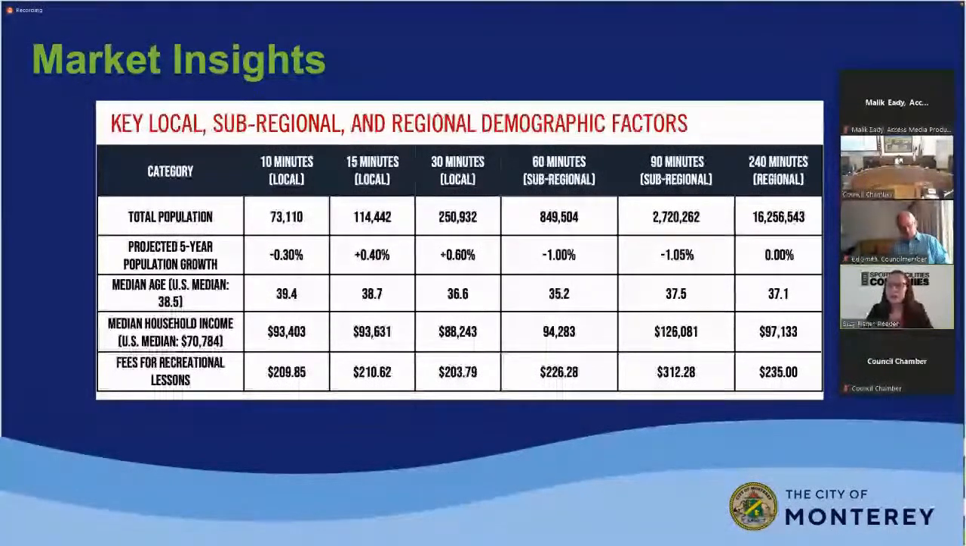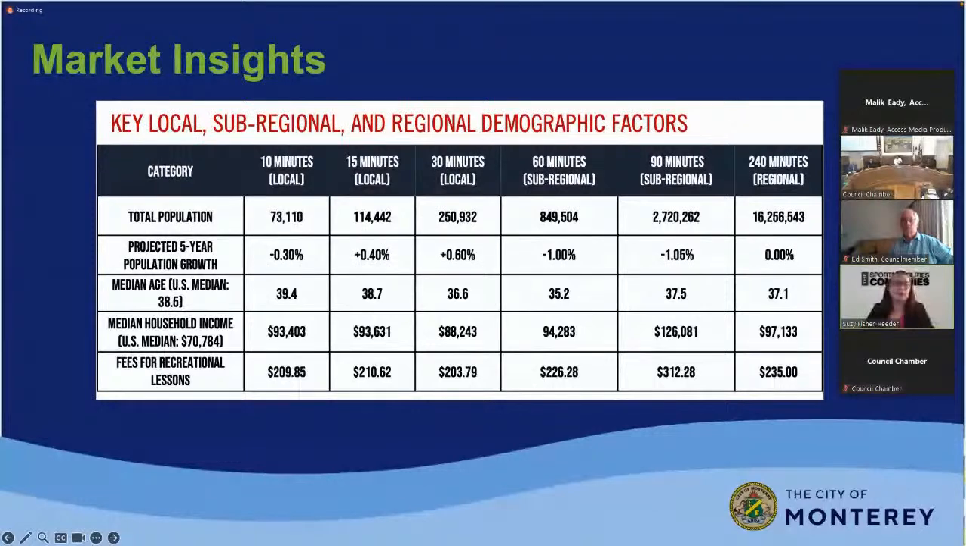It's important to note that while the median age in the local region is above the national median average, which is 38.5, this coincides with the programming that's currently taking place, and it needs to continue into the future with the Monterey Sports Center. As we look across the chart, above average household income is also positive, and it shows us a willingness to pay for recreational lessons and supporting the programs that take place at the Monterey Sports Center.